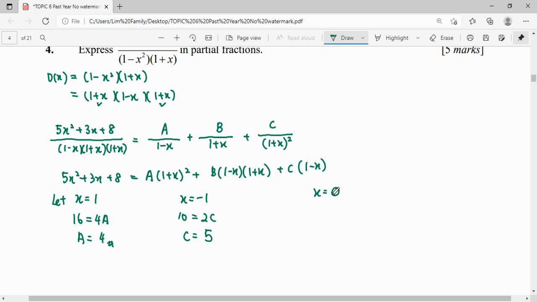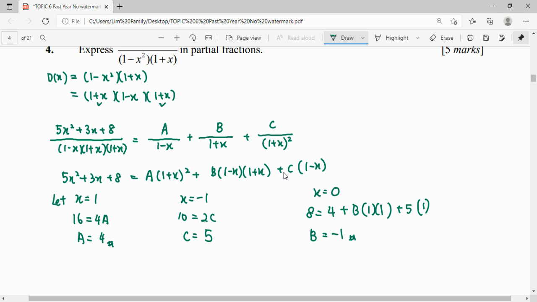Then lastly, we substitute 0. When we substitute 0, we get 8. And then the value that we already found, A, we use back, which is 4. 4 times 1. And then B, we don't know, times 1 times 1, because 1 minus 0 is 1 and 1 plus 0 also is 1. So C, we use 5, times 1 minus 0 which is 1. So our B here will equal negative 1.